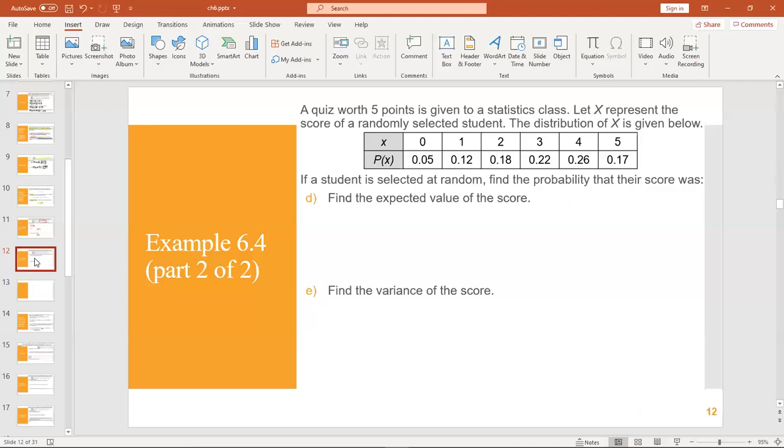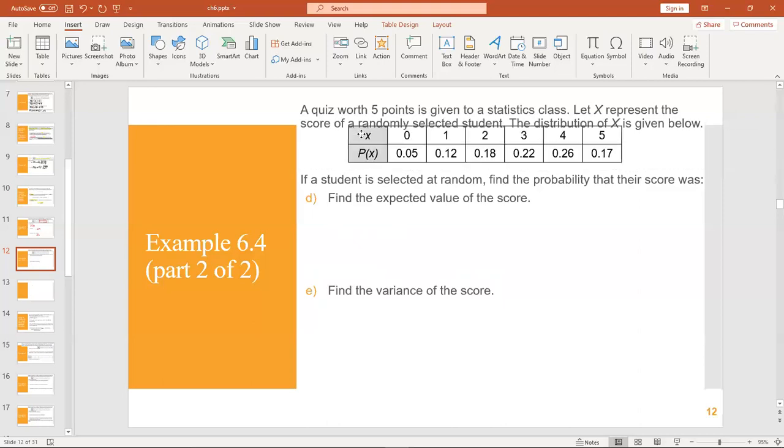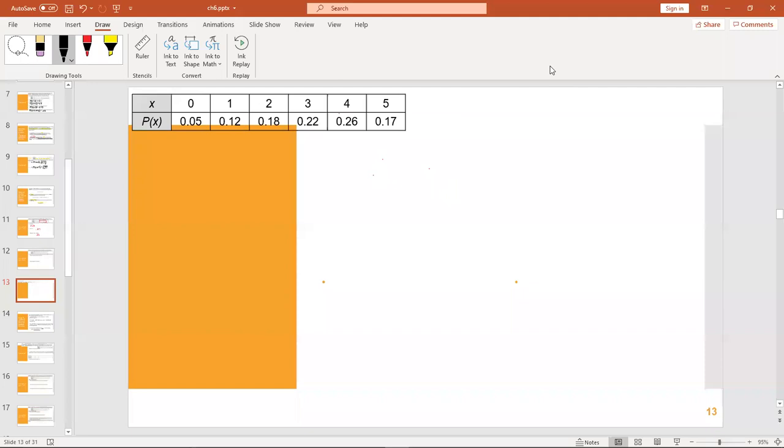All right, so let's copy this table. Oh, hush. You're driving me nuts, computer. All right, here we go.